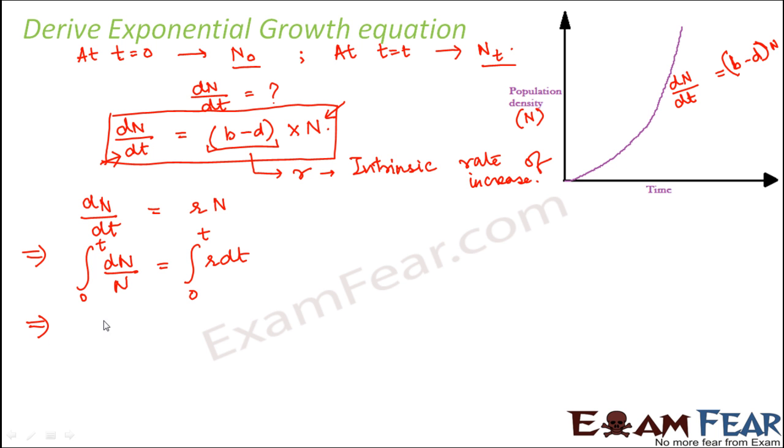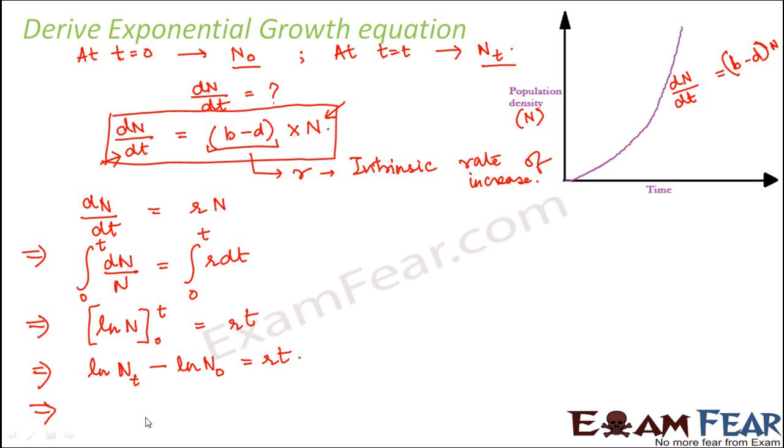So basically here what do we get? This would be natural log of N from 0 to t, and this is equal to rt. So I hope you know the basics of differentiation and integration. So that would help you to understand this. So this would be ln Nt minus ln N0 is equal to rt. Even if you are not aware of the basic differentiation and integration, please learn them, refer to the mathematics videos of class 12 because they are important.